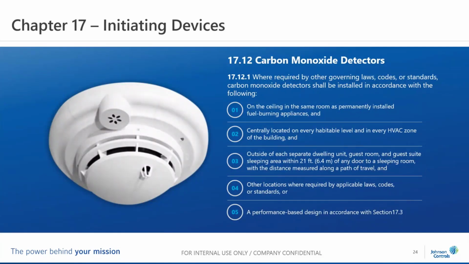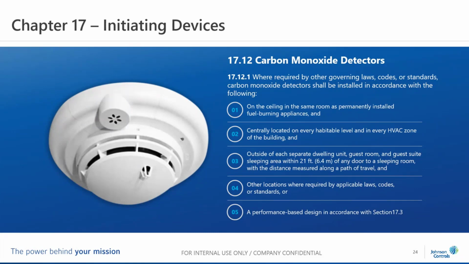So now in 17.12, we get into, again, Chapter 17, initiating devices. We get into where or how these devices are to function and where to locate these devices. So, where required by other governing laws, codes, or standards. Again, 72 is an installation standard telling you how to do things, not when to do things.